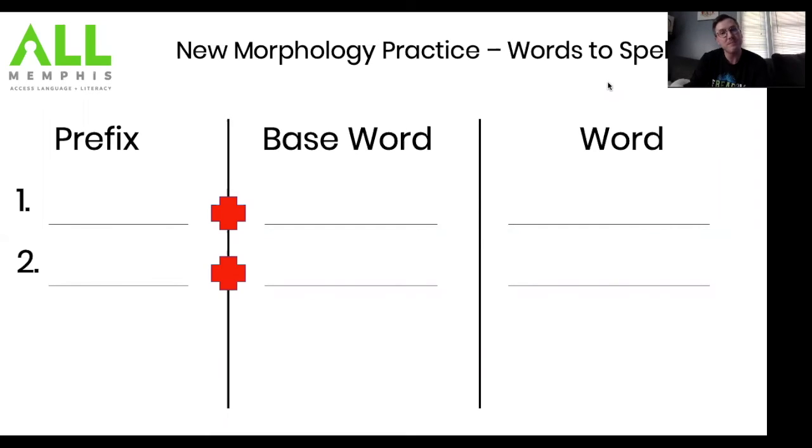Awesome job. Now we're going to spell some words with our new prefix. The first word I want you to write is going to be in this column that says base word. Please write the word mute. Let's finger spell it together. Mute. Go ahead and write it down now. Awesome. Now in the first column, I want you to write the prefix that means not or opposite. Go ahead and write that now.